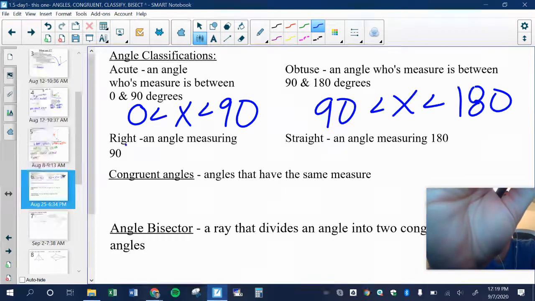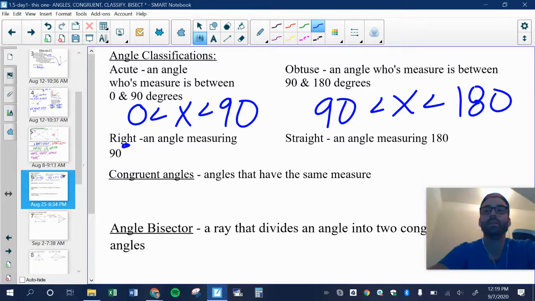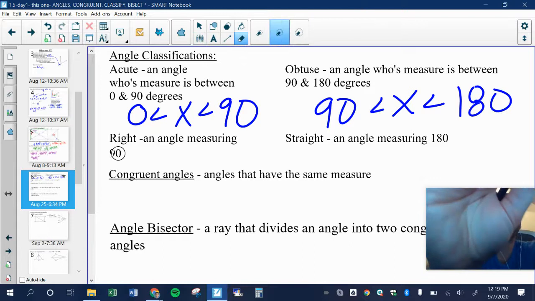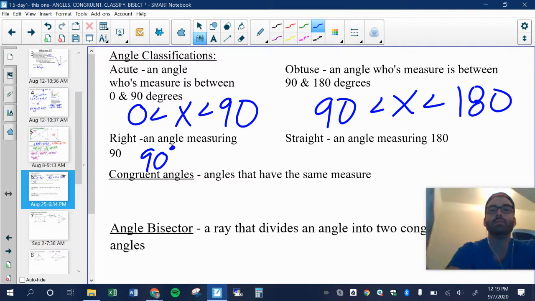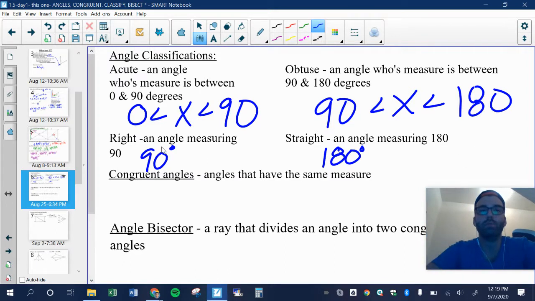An angle measuring 90. I'm going to show you a little degree symbol. It's like the little 0. Okay, it's like this, 90 degrees. And a straight angle is an angle measuring 180. I would have written out the word degrees, but I wanted to show you that symbol.